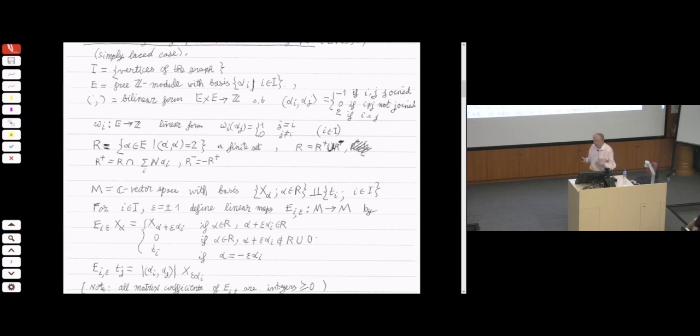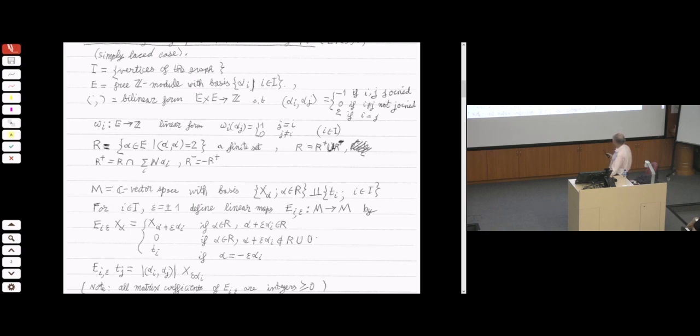Okay, and now we form a complex vector space with a given basis. One part of the basis is X alpha, indexed by the roots. Another part of the basis is Ti, indexed by the vertices of our diagram. And on this vector space there will be linear maps, Ei epsilon from M to M, and they act by this formula. So Ei epsilon applied to X alpha is another X alpha, or 0, or is Ti.